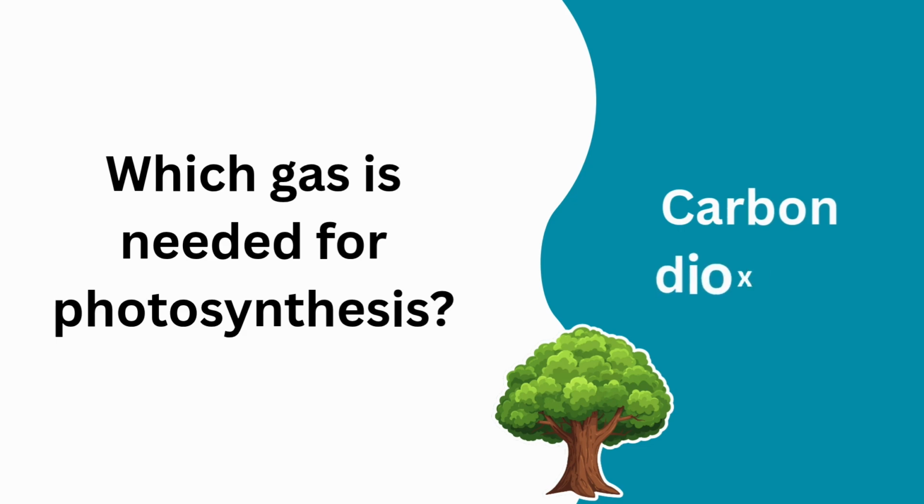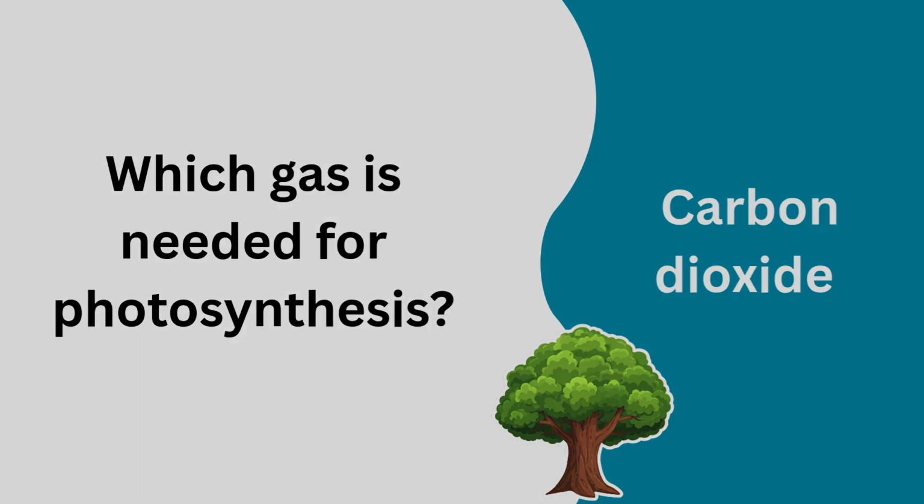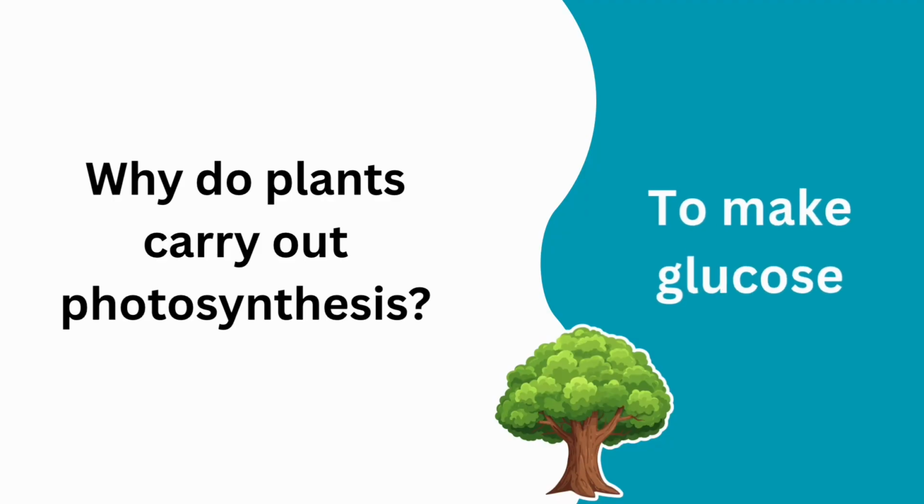So here's the answer to question 1. The gas that's needed for photosynthesis to happen is carbon dioxide from the air. Question 2. Why do plants carry out photosynthesis? The reason is that they're making glucose. That glucose provides lots of energy so that the plant can grow and carry out its functions.